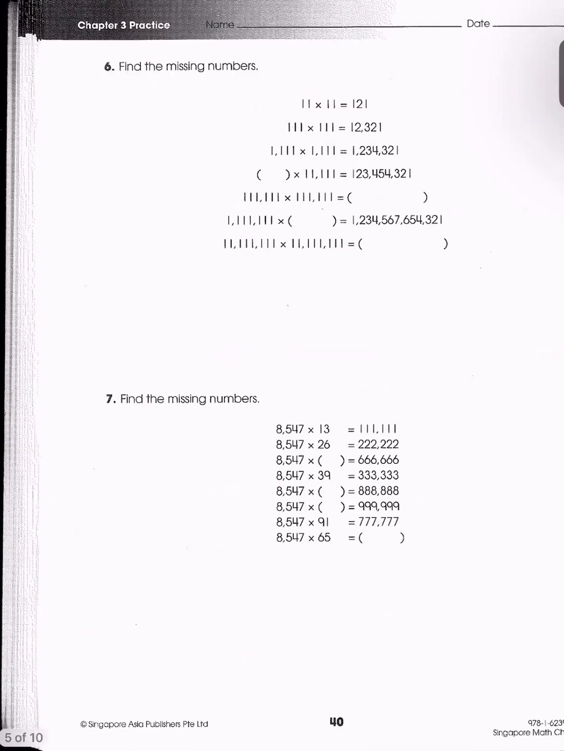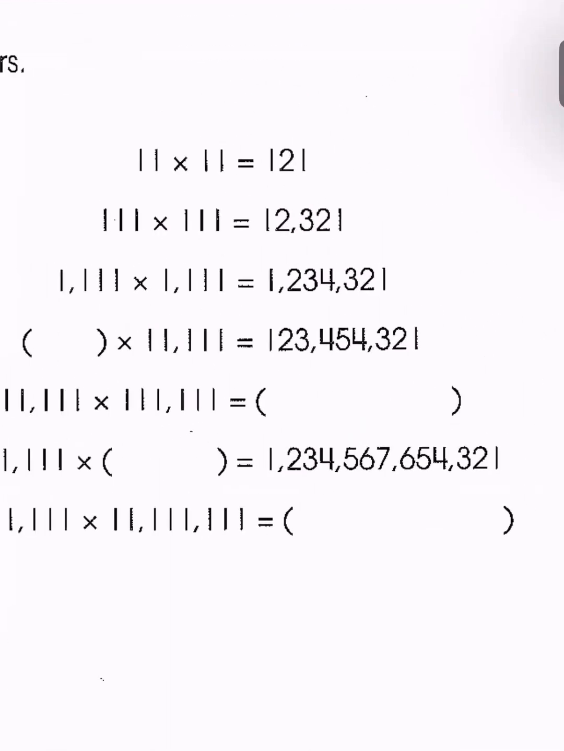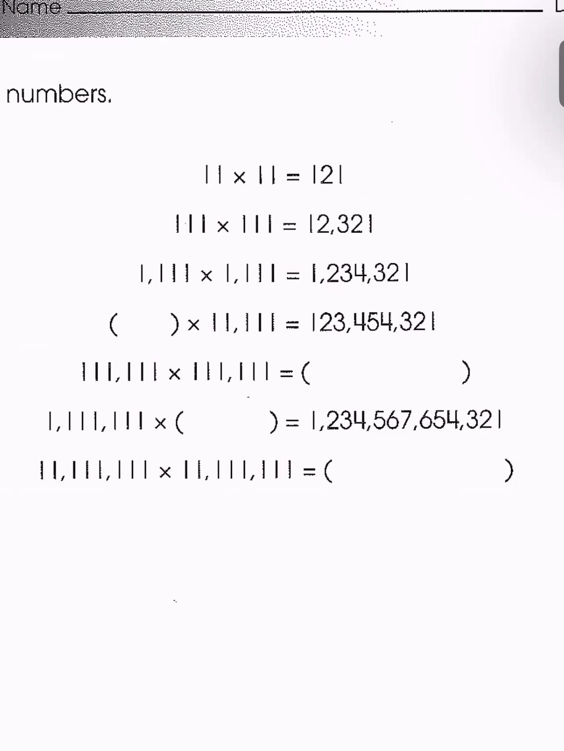Now let's move on to problem 6. So problem 6 says find the missing numbers, and so for problem 6, we have an increasing number, so 1111, so this blank is going to be 11,111.